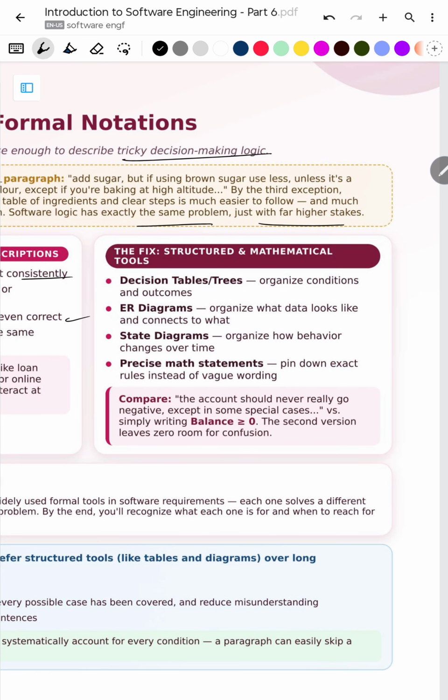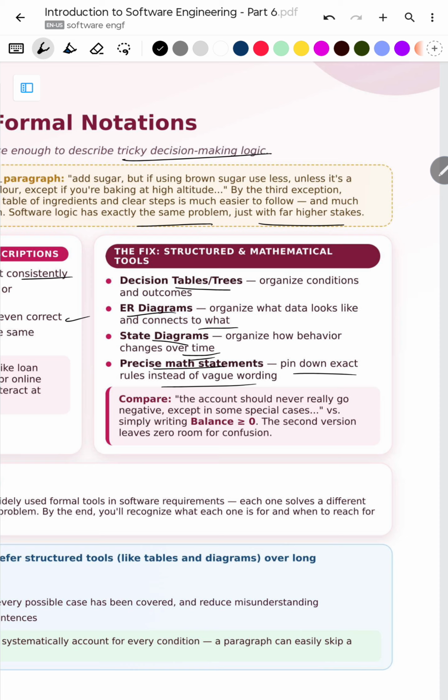The fix: structured and mathematical tools. Some of them are decision tables and trees, which we'll be talking about as well, which organize conditions and outcomes. Next, ER diagrams, which organize what data looks like and what it connects to. State diagrams organize how behavior changes over time. Precise math statements pin down exact rules instead of vague wording.